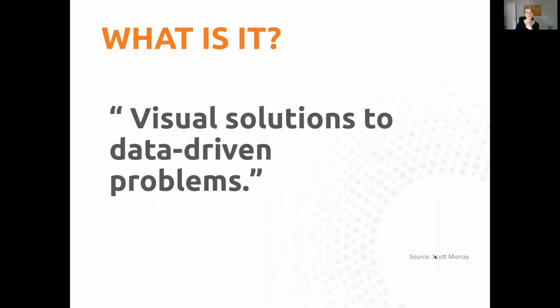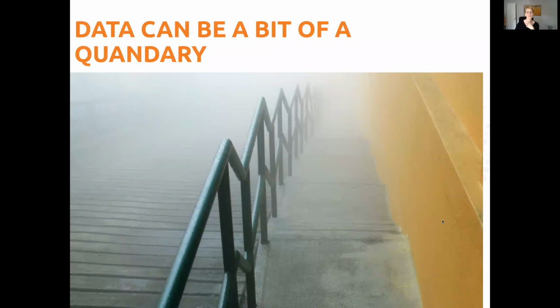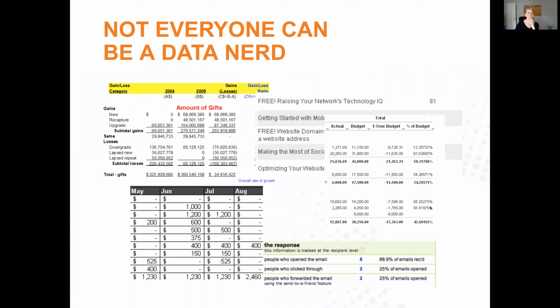Scott Murray says it's visual solutions to data-driven problems, right? So it's often nice to think about, like, what is the problem you're trying to solve? What is it that you're trying to communicate? Because data can be a little bit of a quandary, right? It's not something that your brain inherently knows what to do with. And it's really often hard to understand what you should lift up and what you want to take away from it, and to really dig in and use it easily.